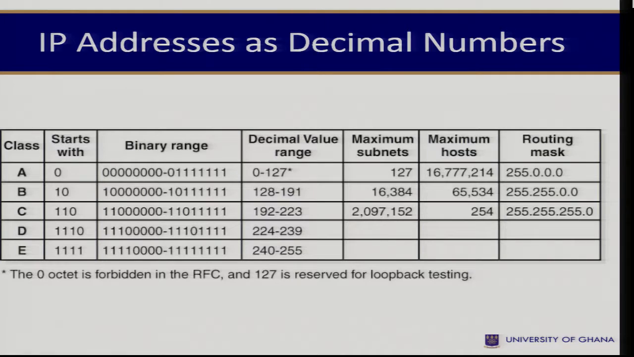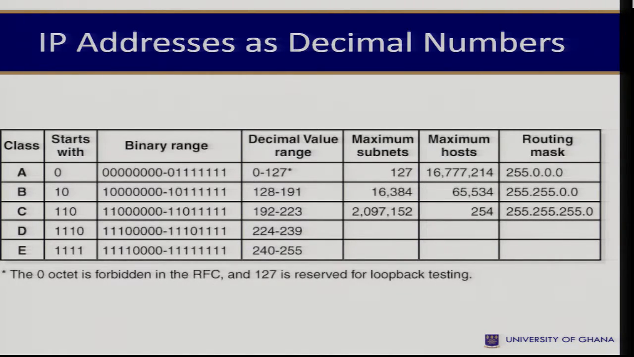Class A addresses will normally start off with a 0. The binary range is from 0 and all zeros to 0 and then all ones. A class B address starts with a 10, and the binary range you can see. A class C address starts off with 110. A class D address starts off with what?